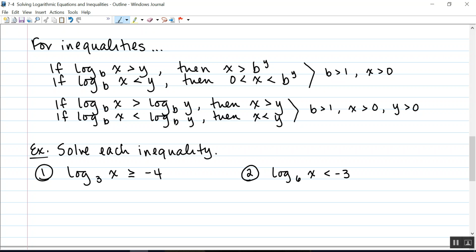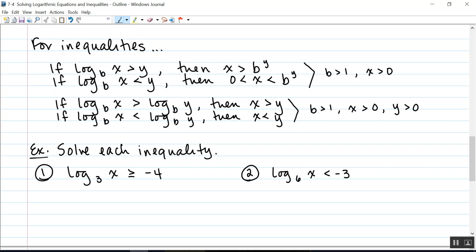Because x cannot be a negative number, it has to be greater than 0, and then x is less than b to the y. And that's for values of b greater than 1 and x greater than 0. Now, if you have a log on both sides, it's a little bit easier.